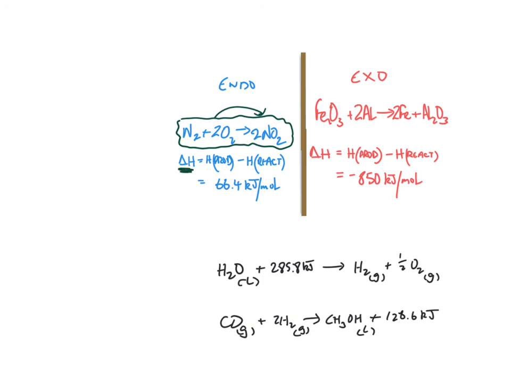And the delta H is the difference between the products and the reactants. And in this case, we can see that it's got a positive sign. And we can also see that the units here are kilojoules per mole. So in other words, there would be 66.4 kilojoules for every mole. If we take this as one nitrogen, the coefficient here would represent the number of moles. So for every mole of nitrogen in that reaction, there would be 66.4 kilojoules taken into that system. Okay, so that's an endothermic reaction.